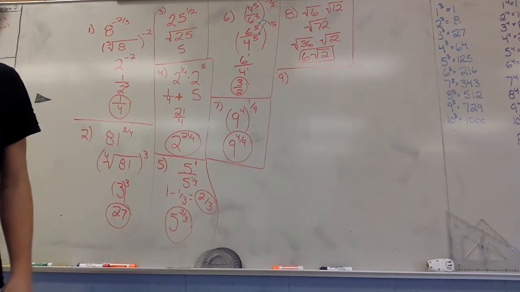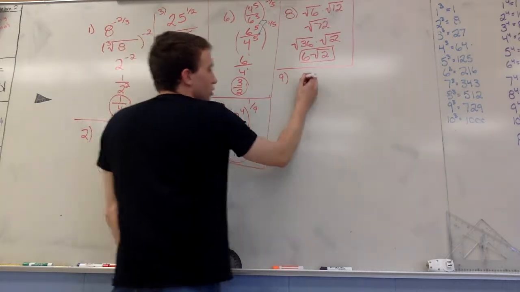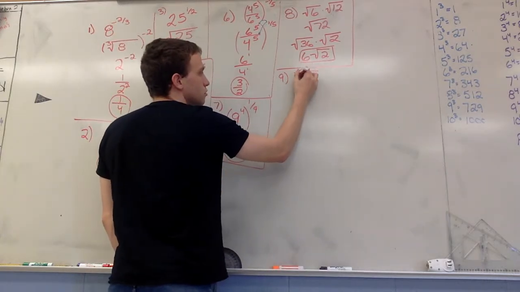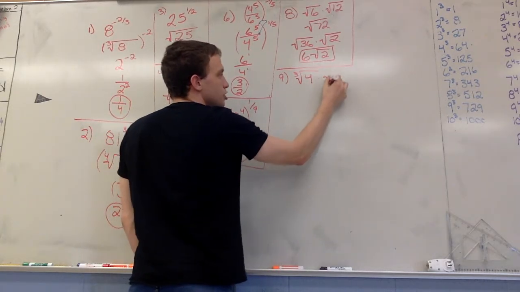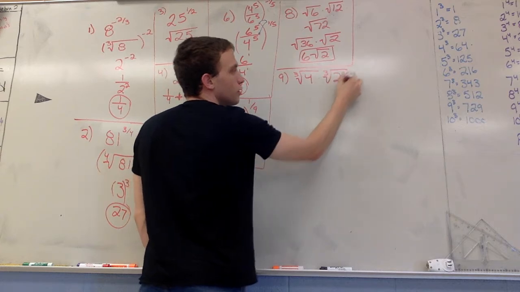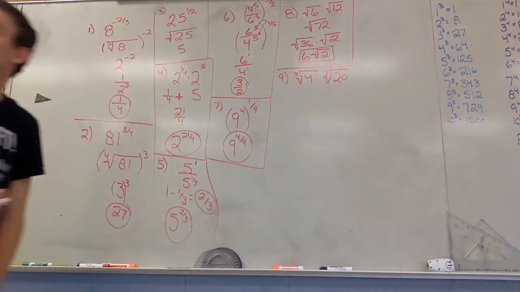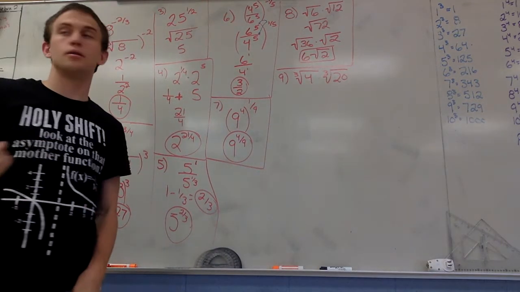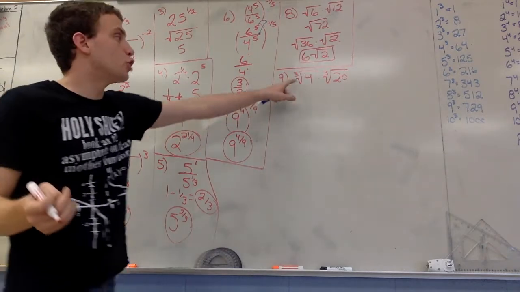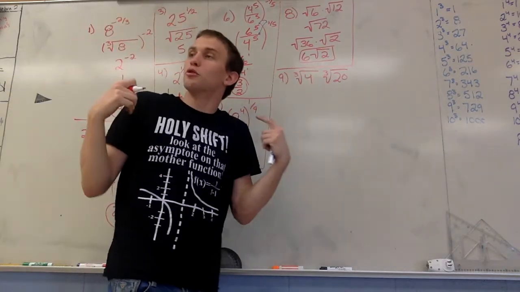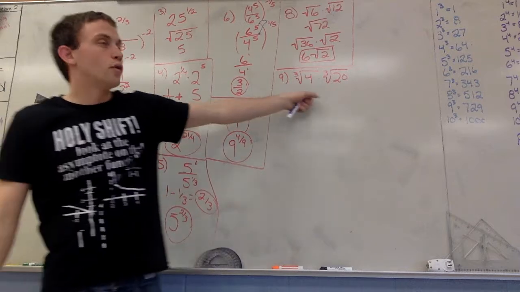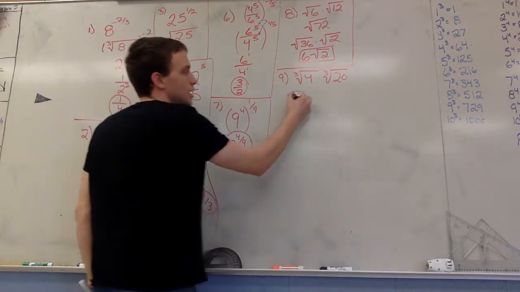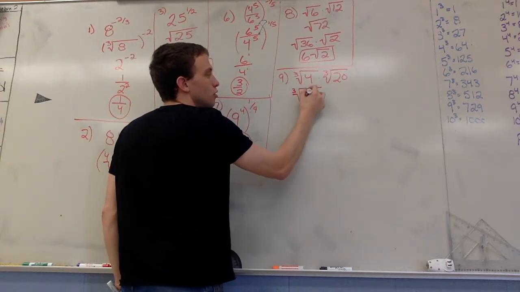Number 9. We have the cube root of 4 times the cube root of 20. Can I multiply these together, yes or no? Why? They're both cube roots, okay? So if these are both cube roots, we can multiply them. What is 4 times 20? 80. So this is the cube root of 80.